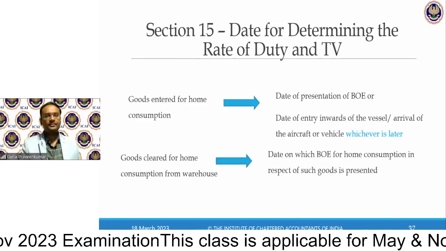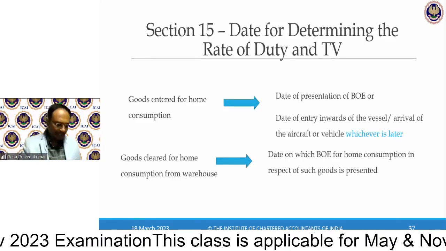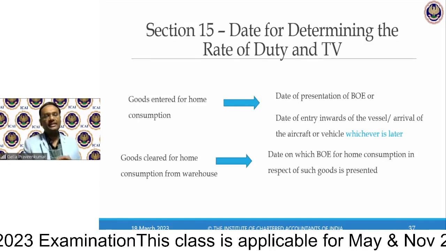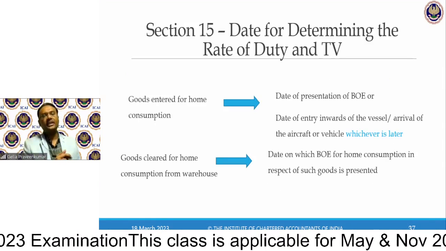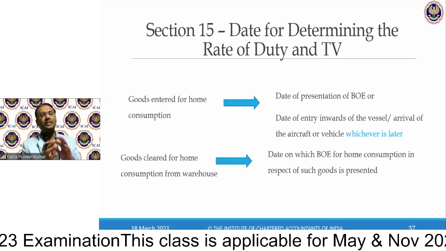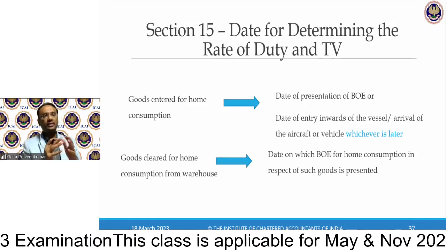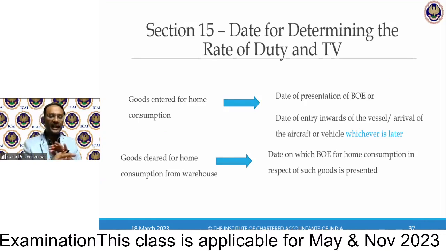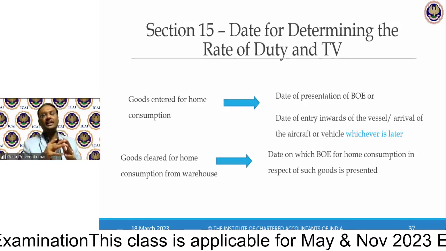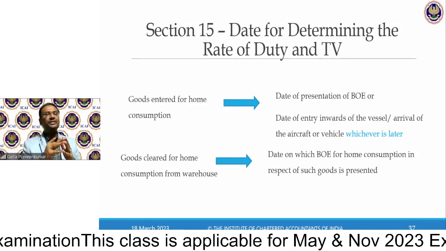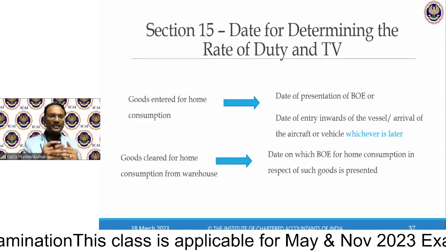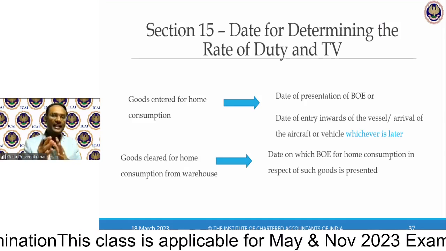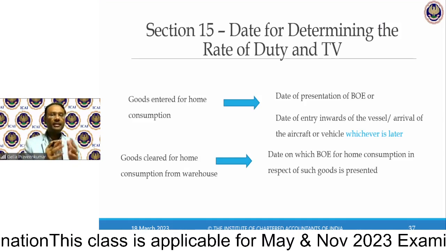Next. Section 15, connected with your Section 12. If you remember the Kiran Spinning Mills and Garden Silks cases, both were prior to the evolving of Section 15. This Section 15 has put an end to all these judgments or litigation that was happening to fight over when the duty was to be paid. So Section 15 says the date when the duty has to be paid will be determined.